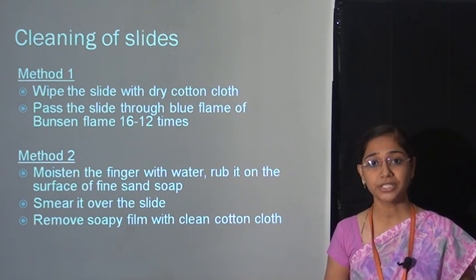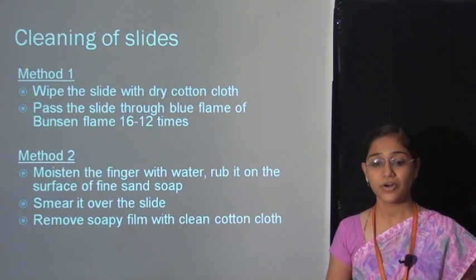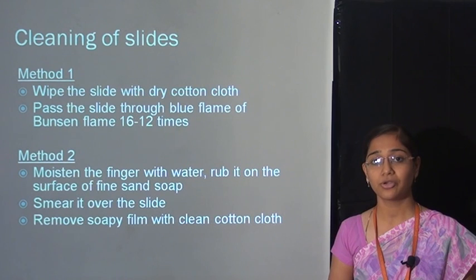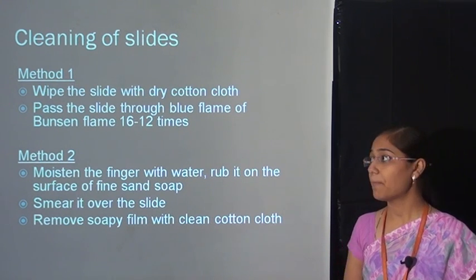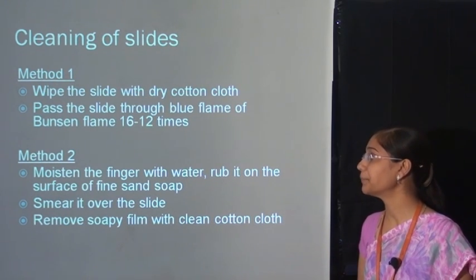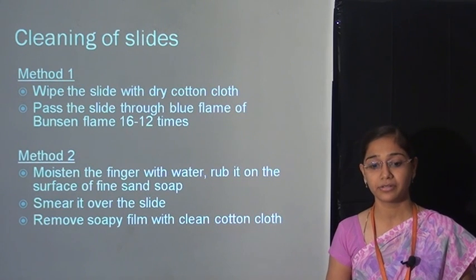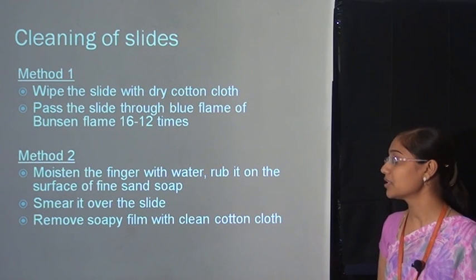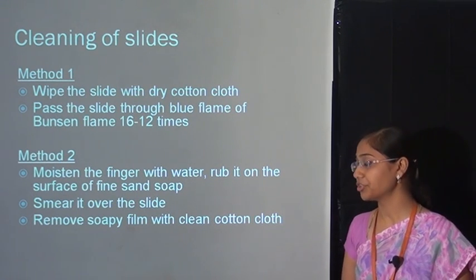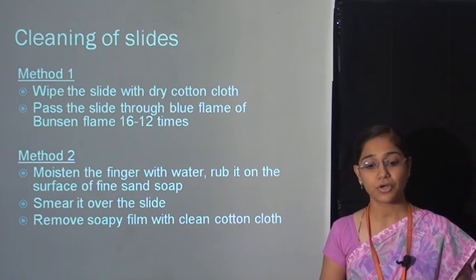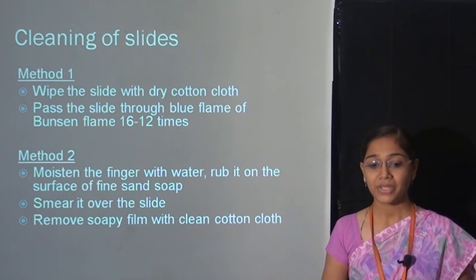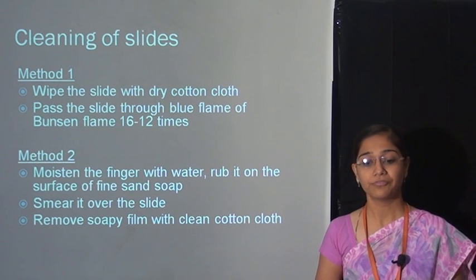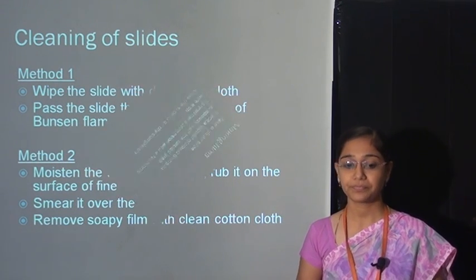There are two methods for cleaning the slide. First, take a slide, wipe it with a dry cotton cloth, and pass the slide through the blue flame of the Bunsen burner 10 to 12 times. The second method is to moisten the finger with water, rub it onto fine sand soap, smear it over the slide, and remove the soapy film with a clean cotton cloth.